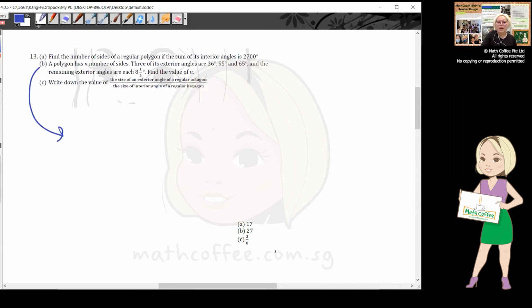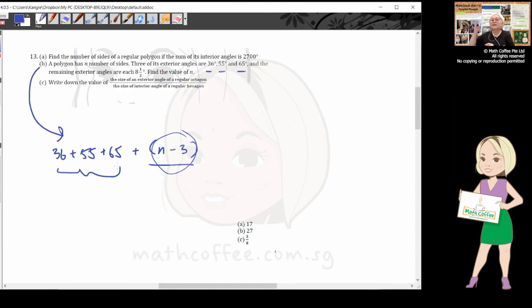Okay, so the 3 exterior angles are 36 plus 55 plus 65. Then the remaining angles, which I don't know how many, but we know that it is 3 less than n because we are given 3. So I simply take n minus 3. Do you agree this is called the remaining angles, but it will be in terms of n? It's fine, okay? It's just an expression. Minus 3 is because I'm given 3 angles. If I'm given 3 angles, the remaining is the total number, which is n, minus 3. Then multiply it by 8.5.